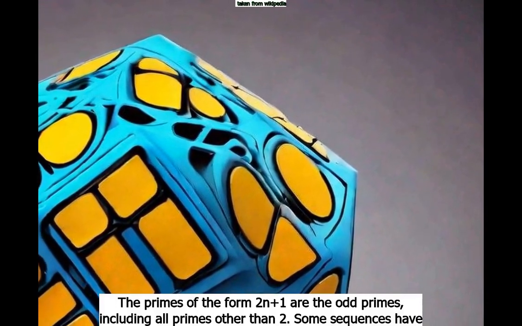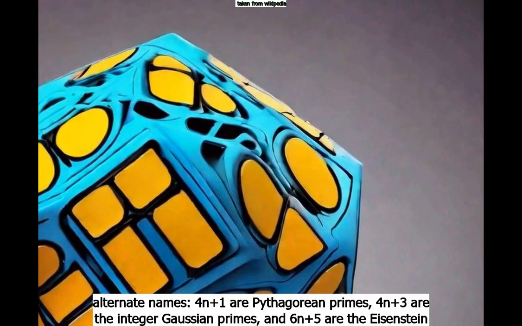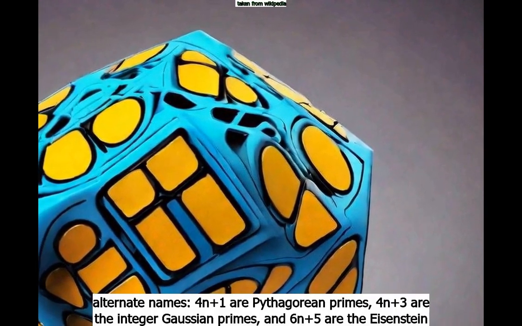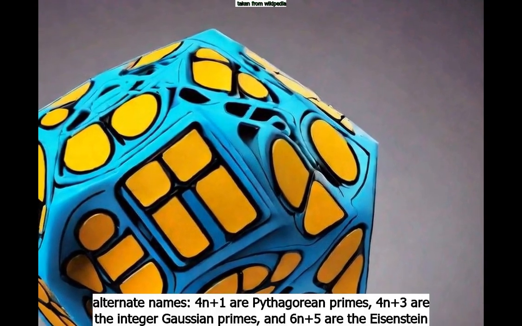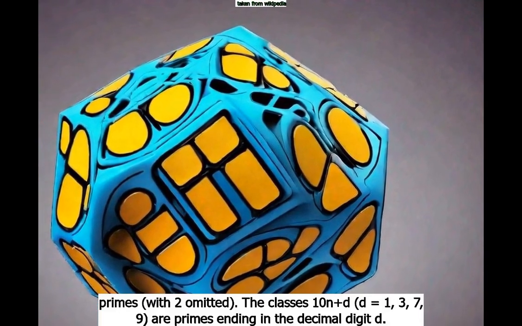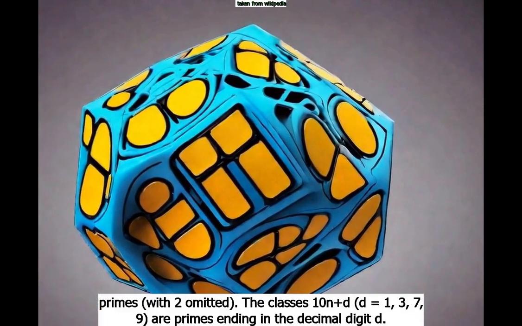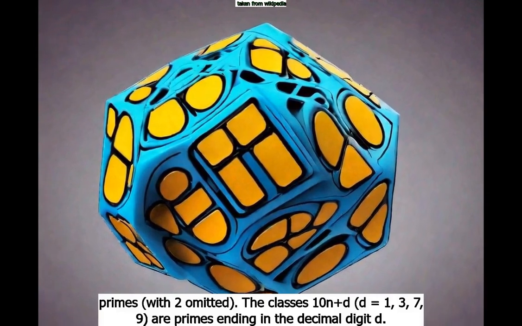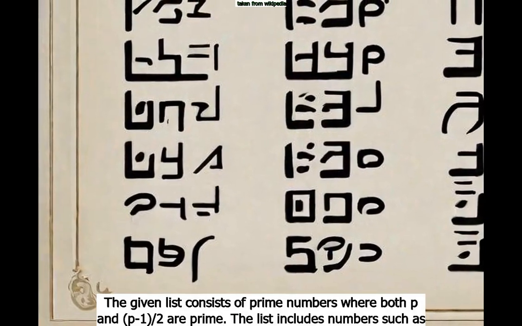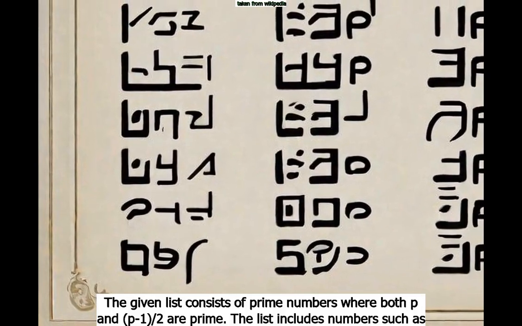The primes of the form 2n plus 1 are the odd primes, including all primes other than 2. Some sequences have alternate names. 4n plus 1 are Pythagorean primes, 4n plus 3 are the integer Gaussian primes, and 6n plus 5 are the Eisenstein primes with 2 omitted. The classes 10n plus d, where d equals 1, 3, 7, or 9, are primes ending in the decimal digit d.